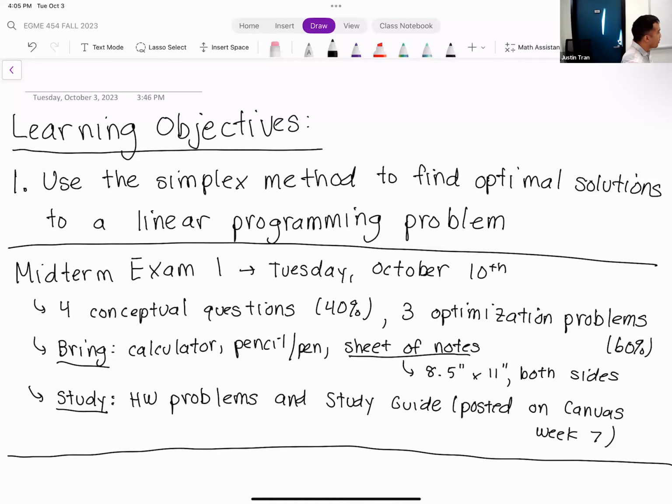So when you're redoing the homework problems, try to do them without looking at the solution, and only look at the solution after you've completed the problem. Then go back and correct your mistakes, and I find that's good. Okay.